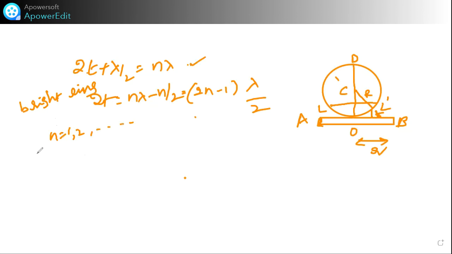So for dark ring, 2t is equal to n lambda, where n is equal to 0, 1, 2, 3 and so on, since the dark ring begins at the center.